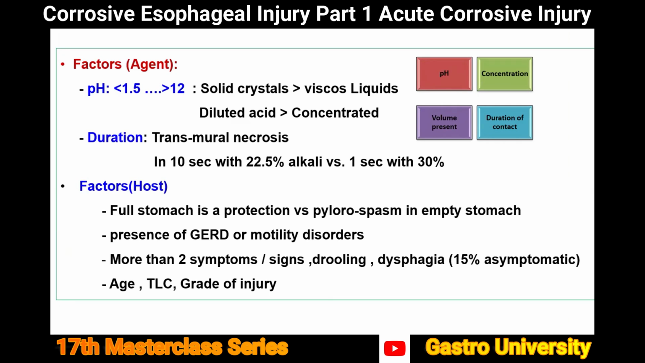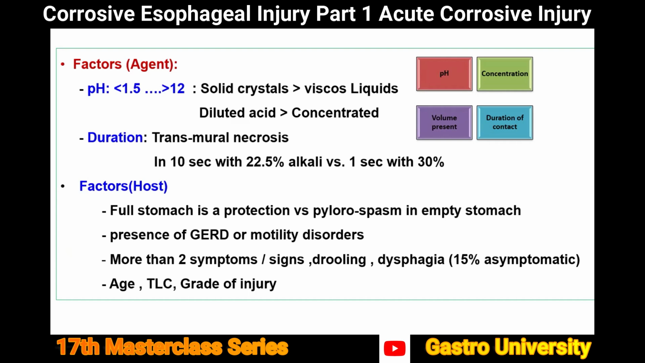The duration is also important, as Dr. Vikas had shown that in mouse models, if the alkali is 22.5% and it touches for 10 seconds, there would be transmural necrosis. And if it is 30%, even within a second, it can cause transmural necrosis. So these are the agent factors.